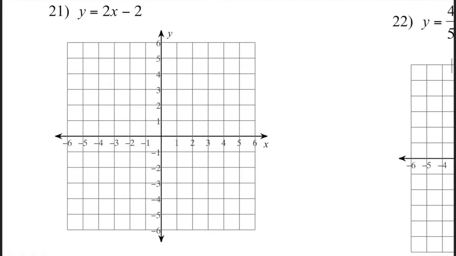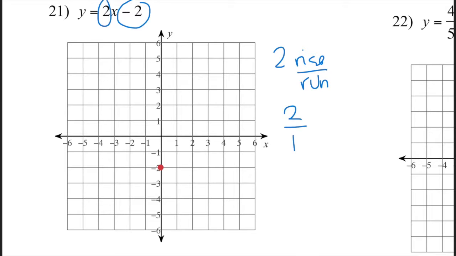Number 21, my y-intercept is -2, so I'm going to put a point at -2. Now I have a whole number slope. My slope is 2, but I need rise over run. So how could I write 2 as a fraction? 2 over 1. So up 2 over 1, and there we go. Since it's a positive number, I went to the right and do my best to make a straight line.